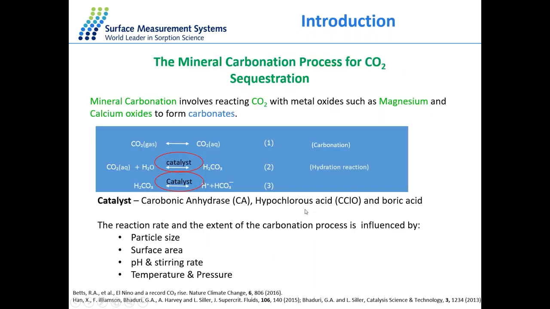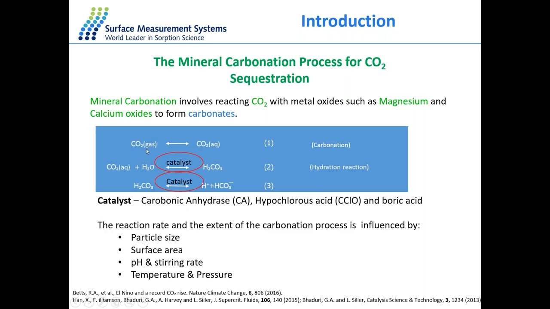So, the mineral carbonation process for carbon sequestration. First, let's define carbon sequestration, which refers to sequestering or storing carbon dioxide in trees, soils, oceans, or in geological formations. Mineral carbonation involves reacting carbon dioxide with metal oxides, such as magnesium oxide and calcium oxide, to form magnesium carbonate or calcium carbonate. Here we see the typical reaction.